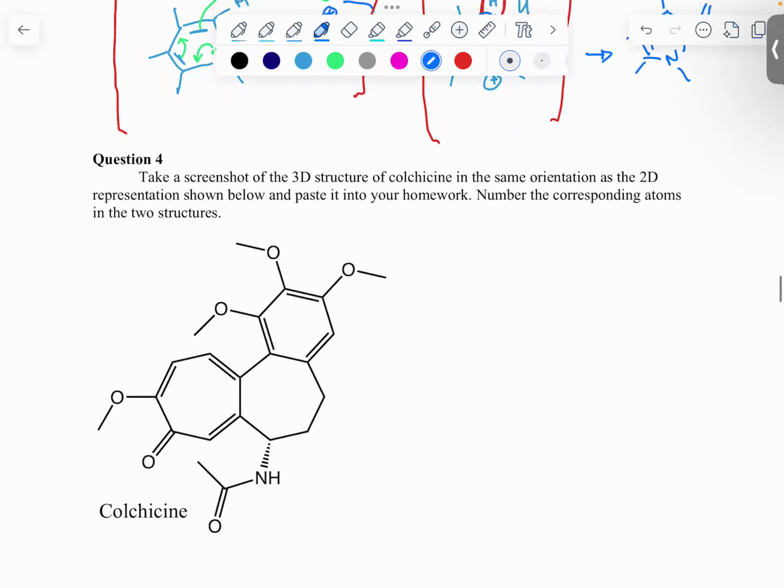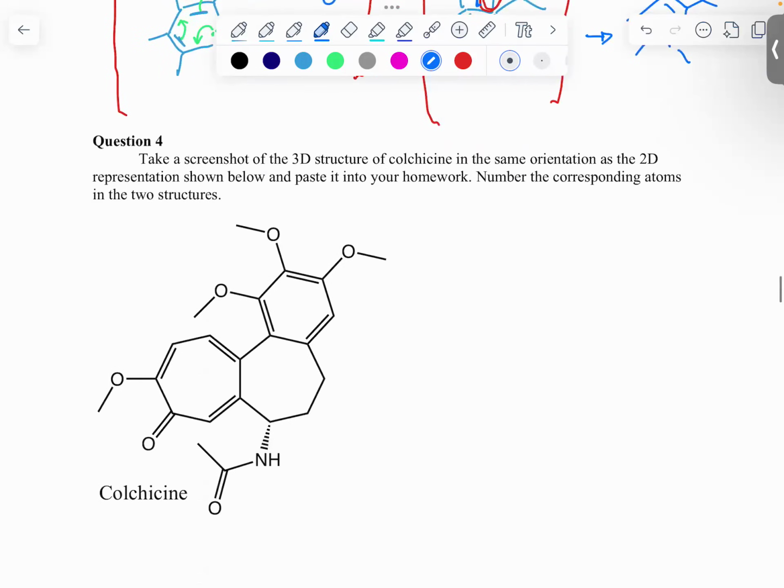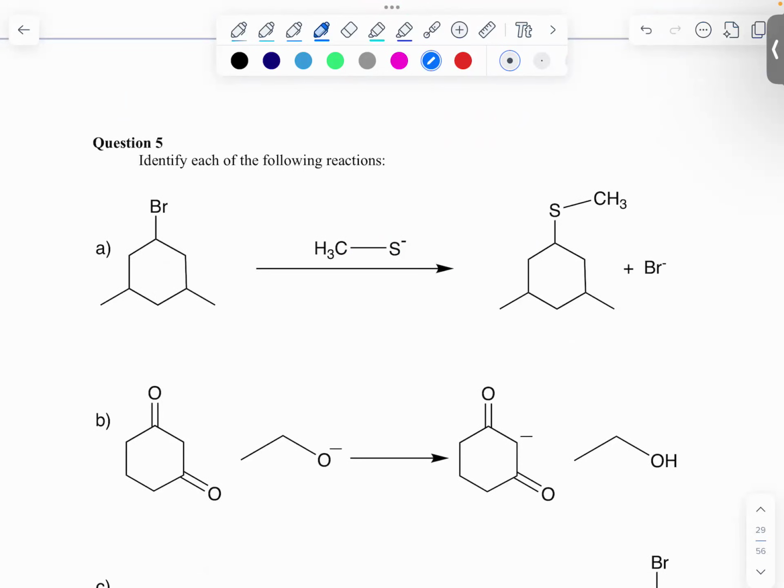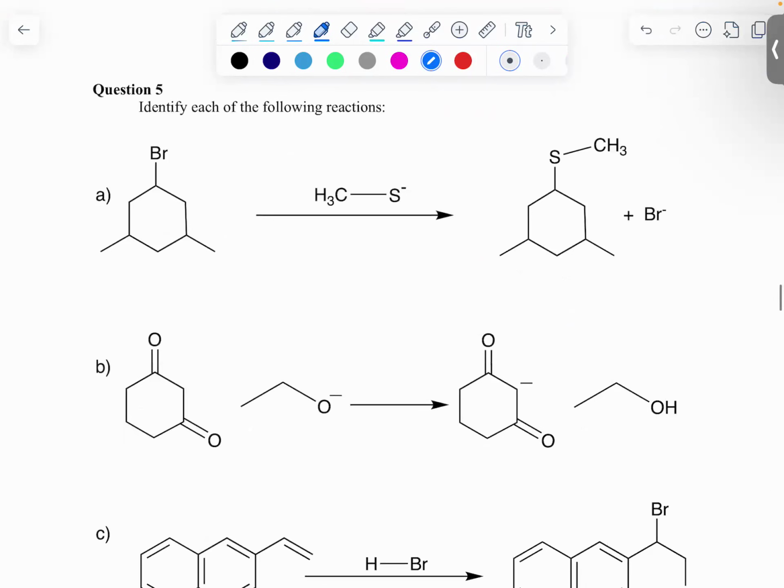So the next question was looking at a 3D structure. For that, you could use PubChem, and you would number those corresponding atoms. Next is good practice for the final, definitely, is being able to identify the following reactions. And so I'll kind of break down how I approach these questions.